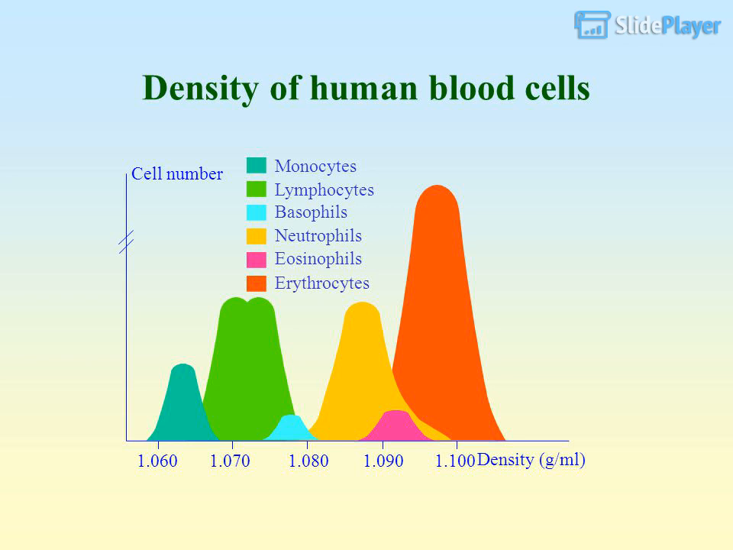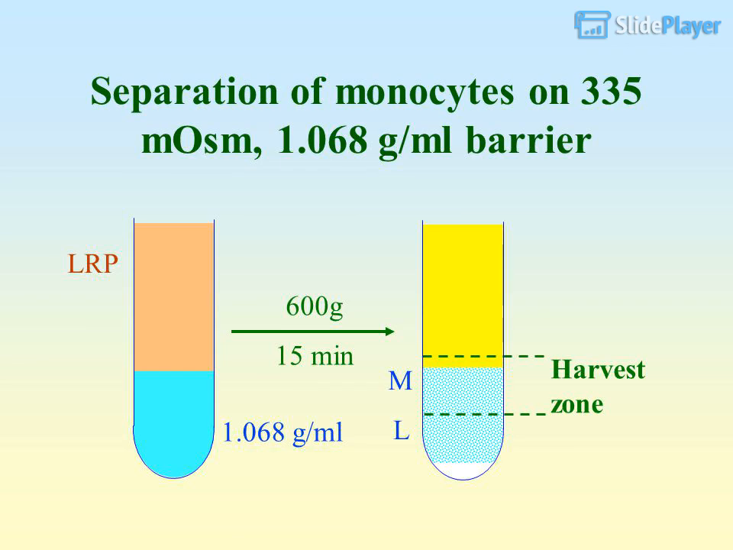Erythrocytes. In a leukocyte-rich plasma, lymphocytes are the most osmotically sensitive cell type. In a medium of slightly raised osmolality, the density of lymphocytes is therefore selectively increased, thus the difference in density between monocytes and lymphocytes is artificially enhanced. Separation of monocytes on 335 mOsm, 1.068 grams/ml barrier.